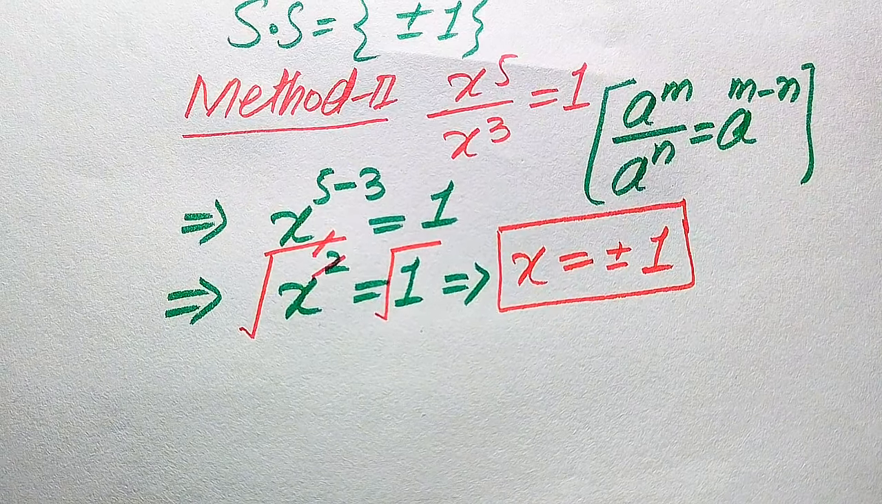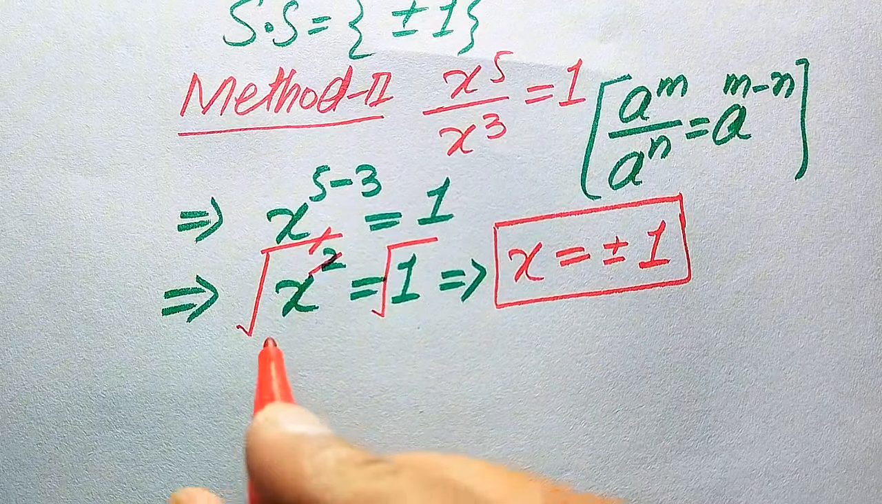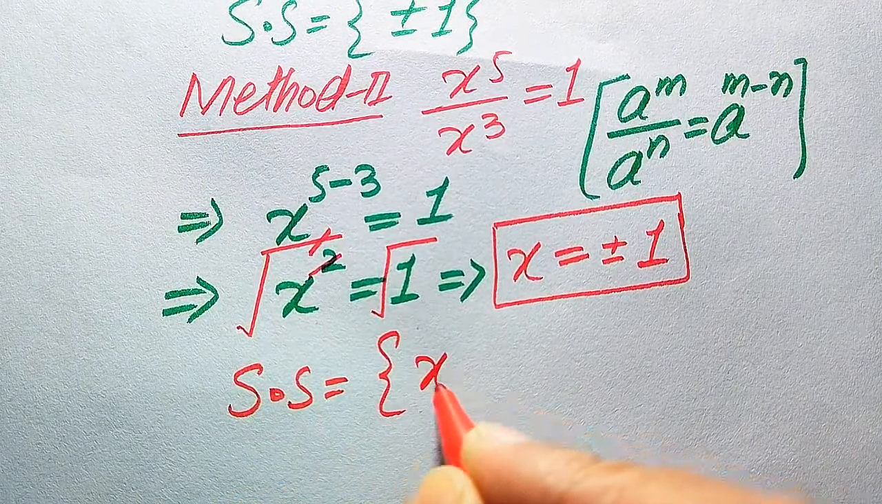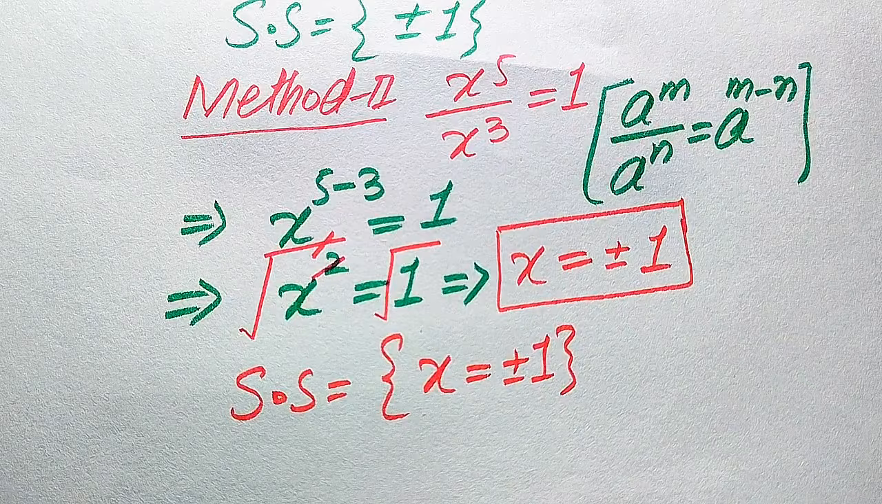But in the first method we already verified that both of these two roots satisfy our given question statement. So we finally conclude that the solution set of this question is x equals plus minus 1 from the second method.